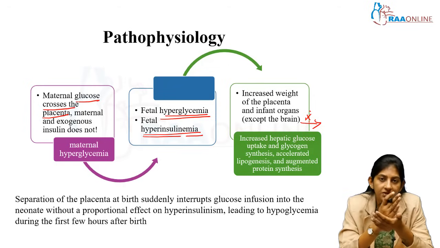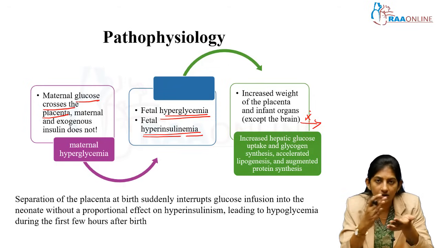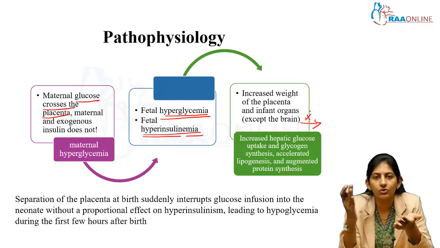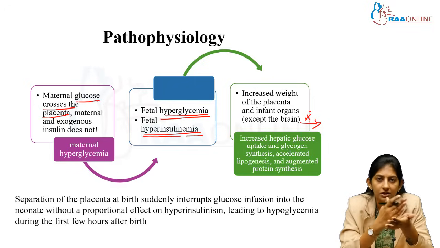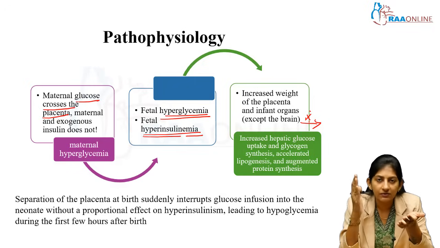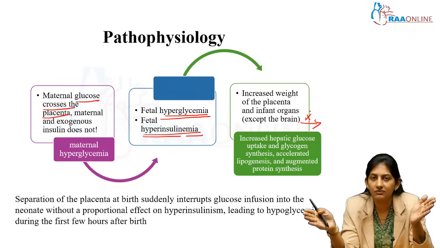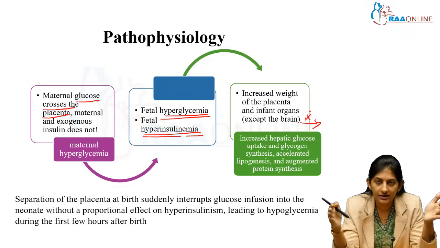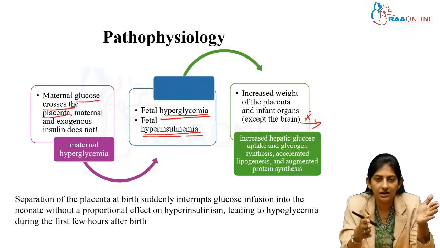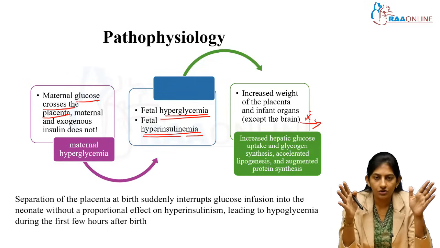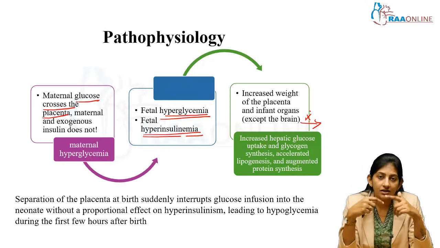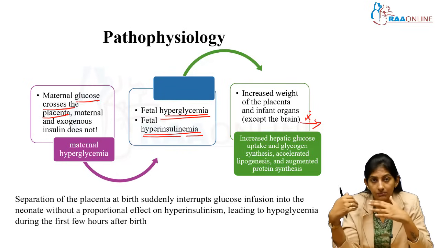And what happens when the delivery happens? So there is active transport of glucose going on from the mother to the fetus through the placenta. So when the baby is delivered, the placenta is removed. What happens? It interrupts the glucose going from the mother to the fetus, isn't it? Placenta is cut, the glucose is withdrawn. But what happens? There is continued insulin secretion in the newborn baby.